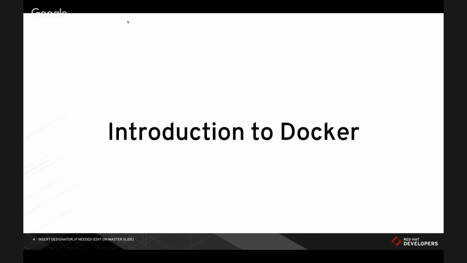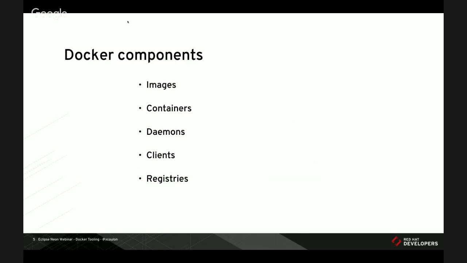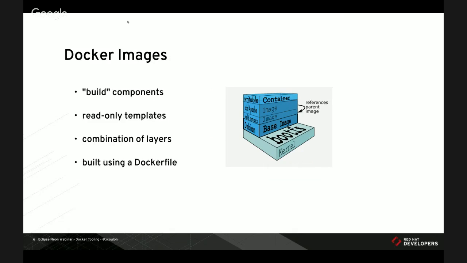So let's talk about Docker itself. Docker is made of several components. When we talk about Docker, we have images, containers, daemons, clients, and registries. So let's have a look at this. Docker images are what's called the build components in Docker. It's like a set of read-only templates made of layers.